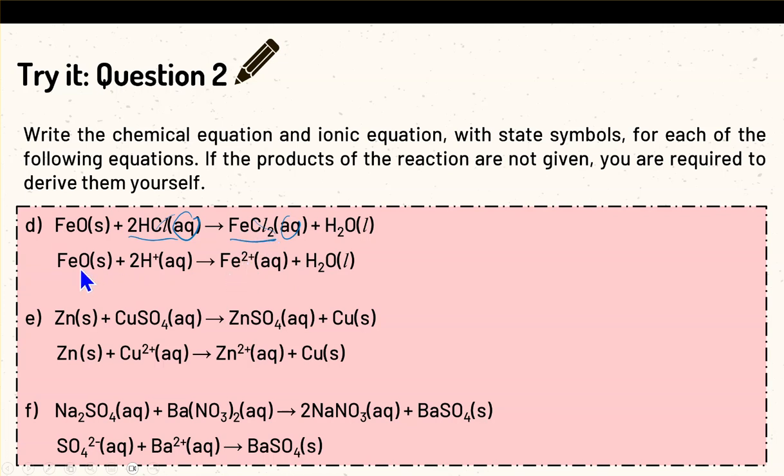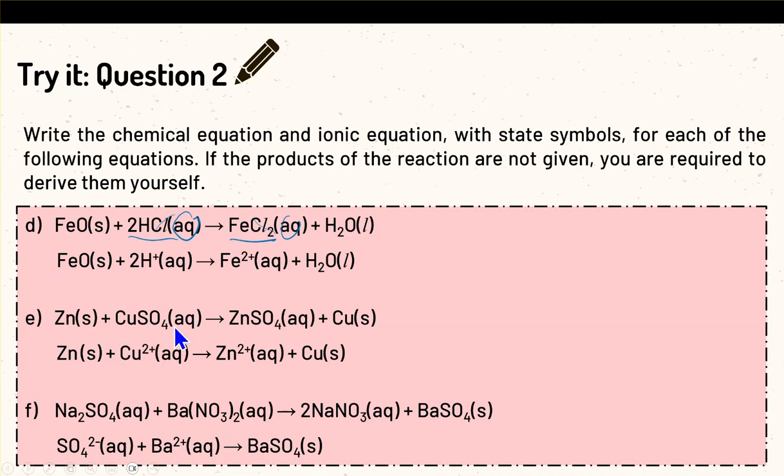So let's check the atoms. Fe 1 to 1 correct. Oxygen 1 and 1 correct. Hydrogen, there are 2 of them, it's correct. So the atoms are all balanced. Then let's check the charges. 2 plus, correct. 2 plus, they are balanced. Just nice balance. So the charges are all balanced, atoms are balanced. So this is a balanced ionic equation.